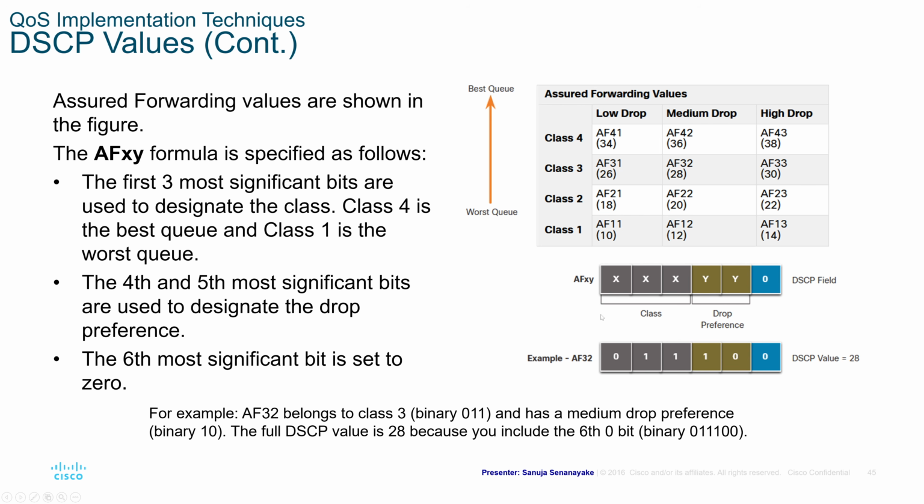I will go over these DSCP values in a separate short video on my YouTube channel and explain how AFXY works, so that you will have a better understanding of how this table works and how these values are derived and how they are different from each other. But for now, this is all you need to remember for this module.